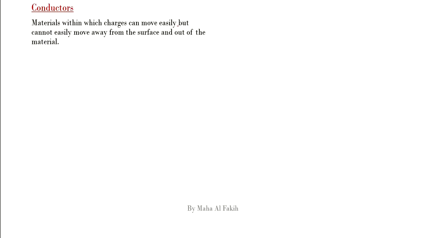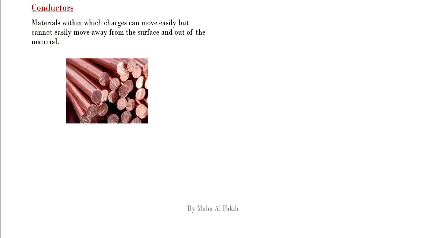In physics, we have two types of materials. The first type is the conductors. These are materials in which charges can move easily inside them, however, cannot easily move away from them. A good example of conductors is copper. These materials are said to have low resistance, since they allow the passage of charges inside them more easily without being resisted. So the passage of current inside them is easier.